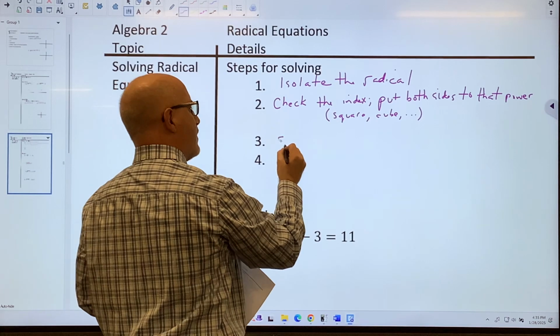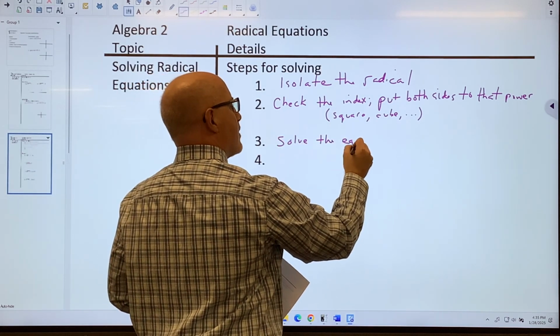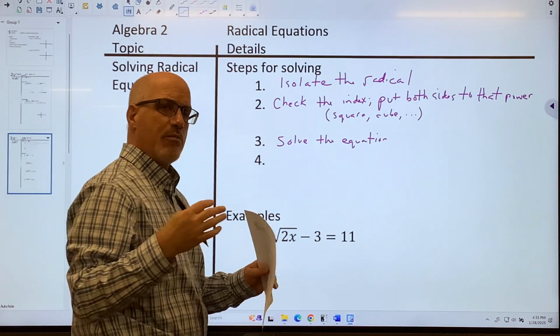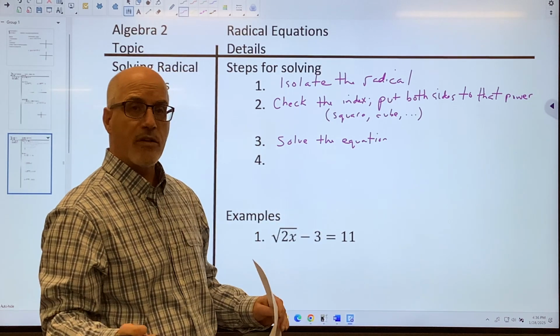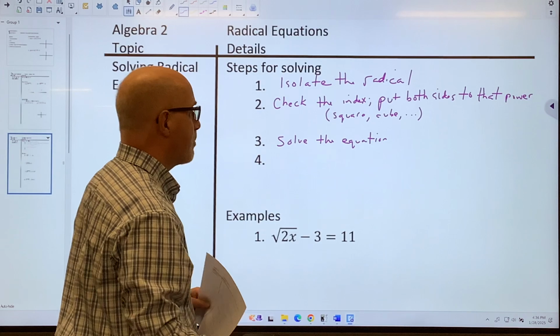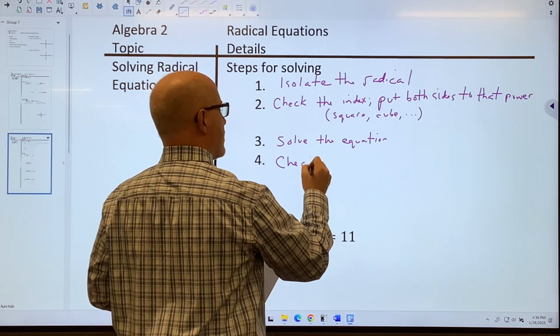Next, you're going to solve the equation. In many of the examples we're going to do, you're not going to have a radical left. And in more advanced versions, you might have to go through the process again. And then last of all, you need to check your answers.